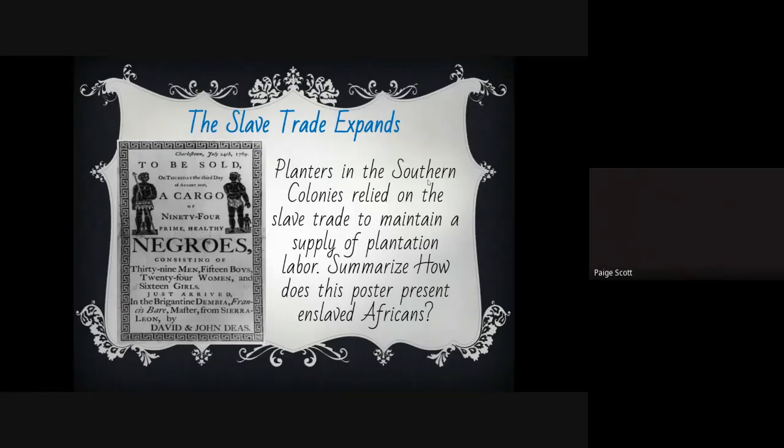Planters in the southern colonies relied on the slave trade to maintain a supply of plantation labor. So we're going to summarize how this poster presents enslaved Africans. So pretty much this poster is saying we have some property for you guys. We have this many men, boys, women, and girls that can be bought at this auction.